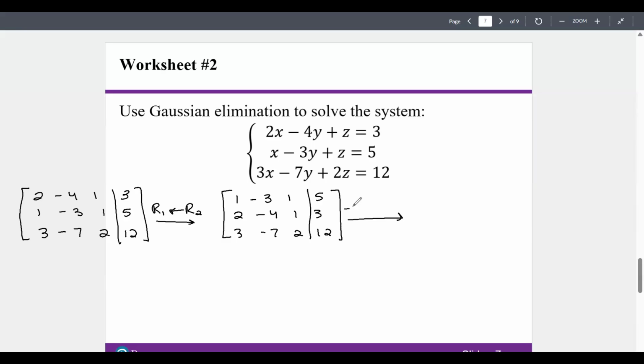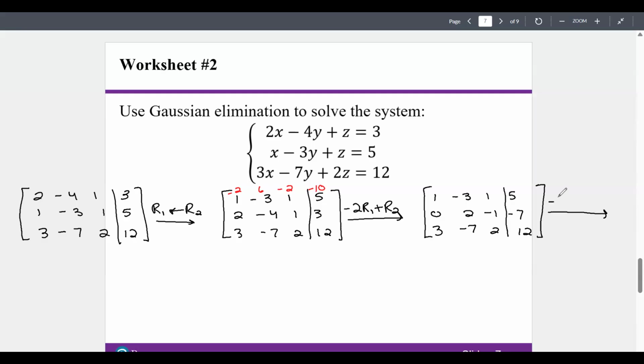So let's say we turn this 2 into a 0, so -2 R1 plus R2. That means that R1 is going to be a -2, +6, -2, -10. So we end up with 1, -3, 1, and 5. So -2 plus 2 is 0. 6 plus -4 is 2. -2 plus 1 is -1. And -10 plus 3 is -7. And we have 3, -7, 2, and 12 here.